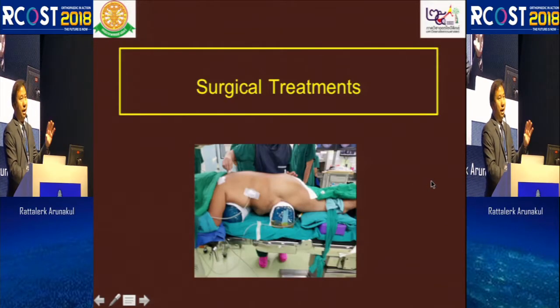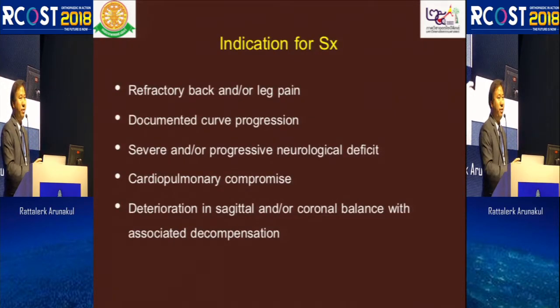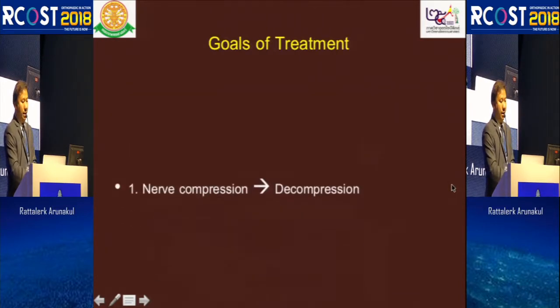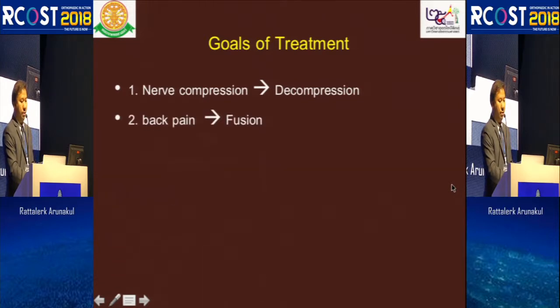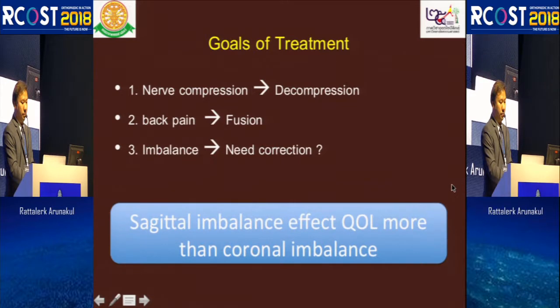If you talk about the updated management, maybe we think about surgery, because for the non-surgical treatment, I think it's going to be the same. Nothing so new. So the indication would be this: failed conservative treatment. And the goal is, for nerve compression, we do decompression; for back pain, we do the fusion; and for imbalance, we need correction.